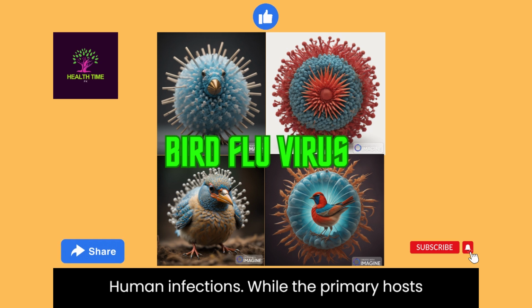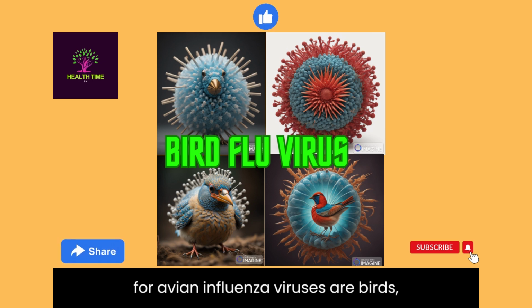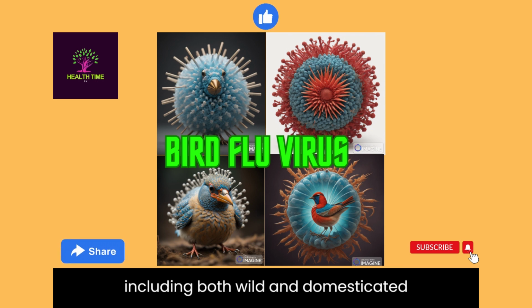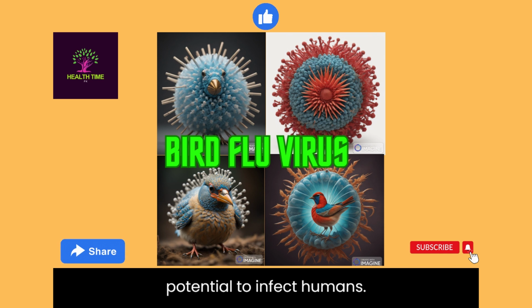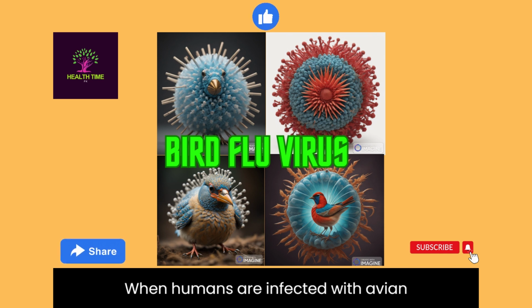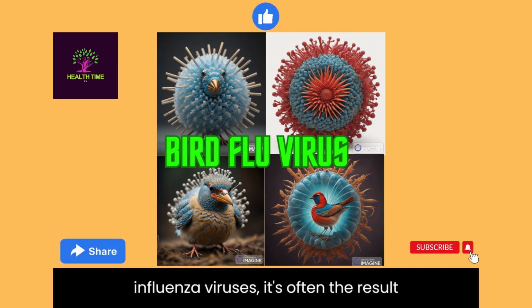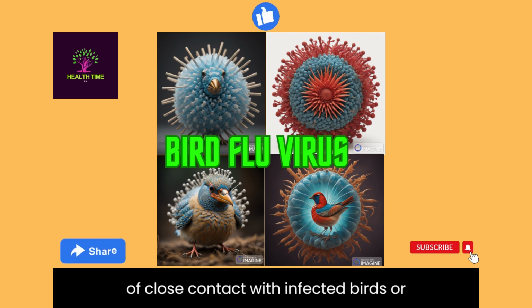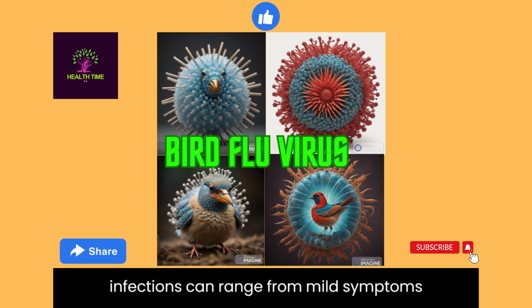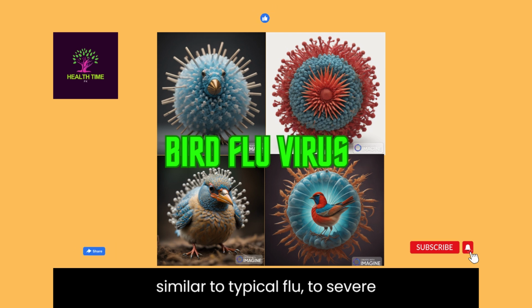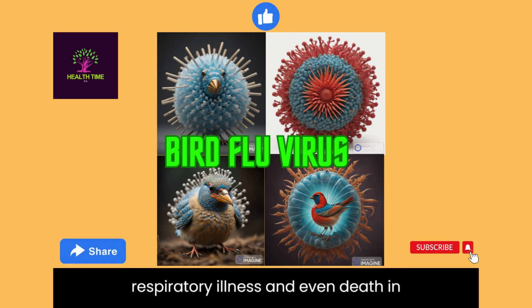Human infections. While the primary hosts for avian influenza viruses are birds, including both wild and domesticated species, certain strains have the potential to infect humans. When humans are infected with avian influenza viruses, it's often the result of close contact with infected birds or their environments. Human infections can range from mild symptoms, similar to typical flu, to severe respiratory illness and even death in some cases.